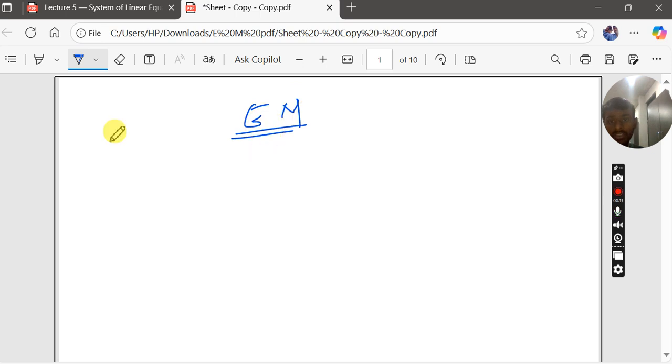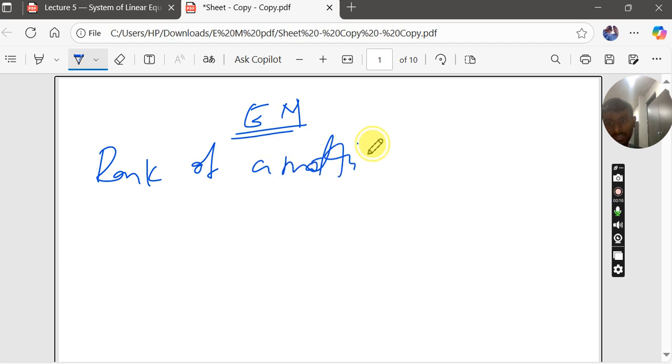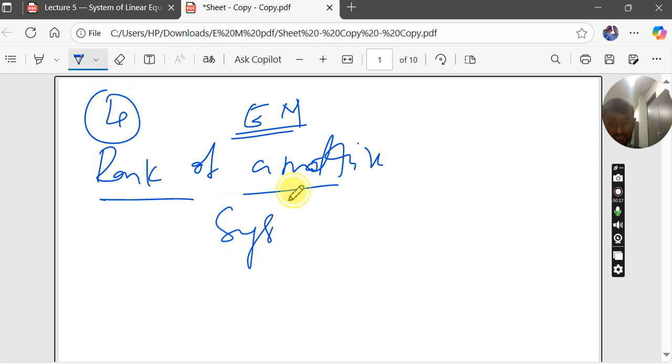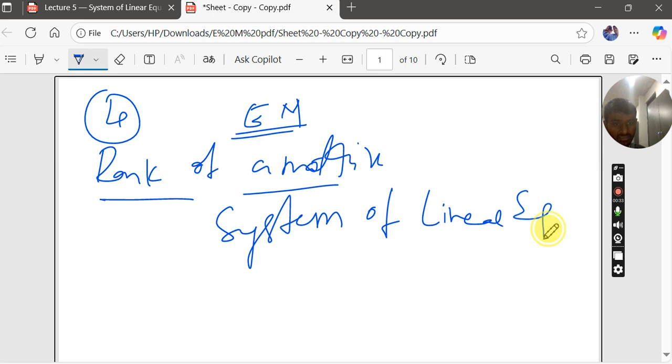So in the last lecture we discussed the rank of a matrix, how to find the rank of a matrix, what the definition is, and we did different examples. So for now we move to the next topic. It's lecture 4, about system of linear equations.